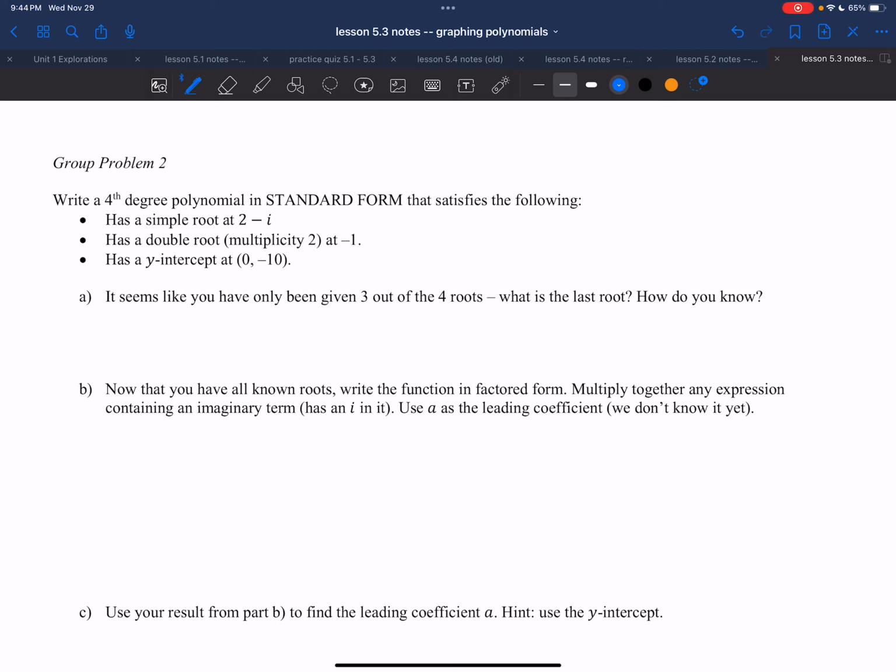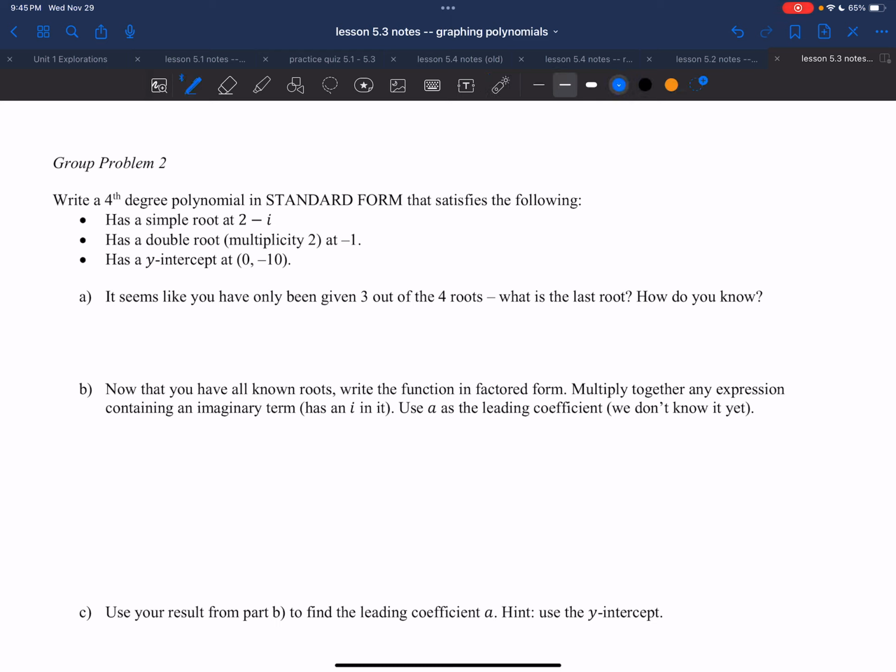So, we need to write a 4th degree polynomial. So we need x to the power of 4. And it does say in standard form. So let's look at the information we're given. We're given a simple root at 2 minus i. And we're given a double root at negative 1. We're also given a point, which is the y-intercept. Now, notice part A says, it seems like you have only been given 3 out of the 4 roots. Right? Fundamental theorem of algebra says this 4th degree should have 4 roots. What's the last root? How do you know?